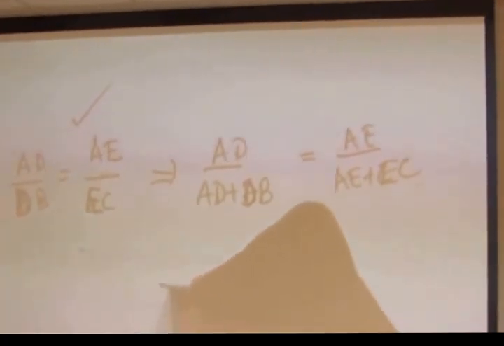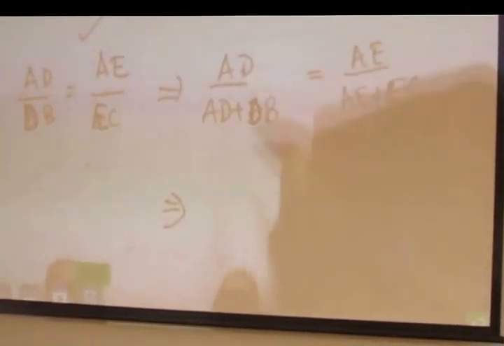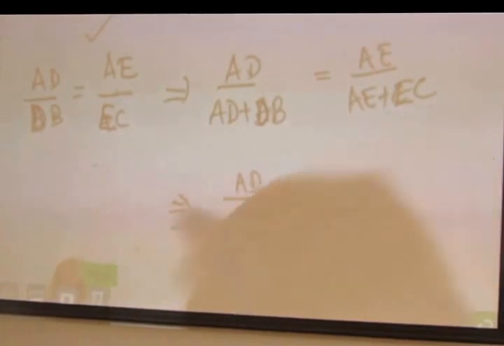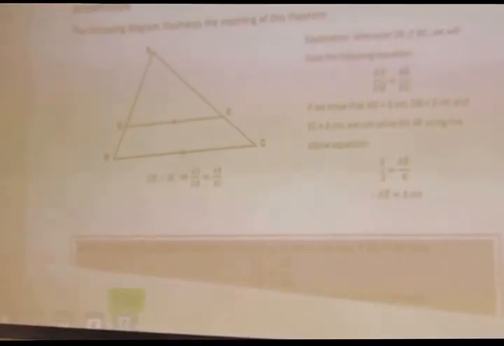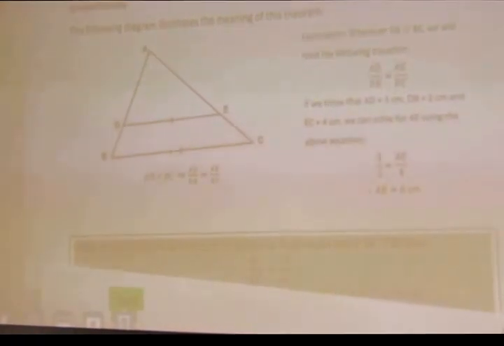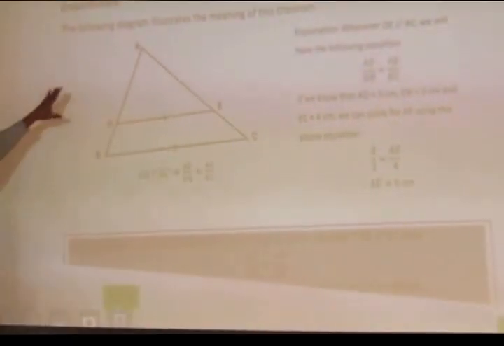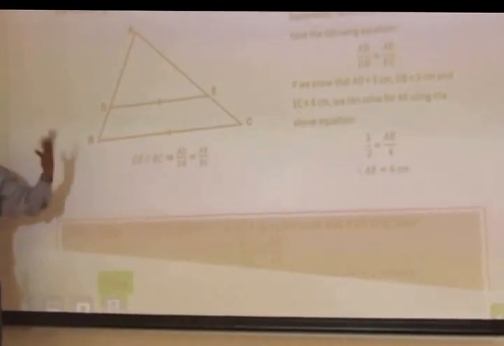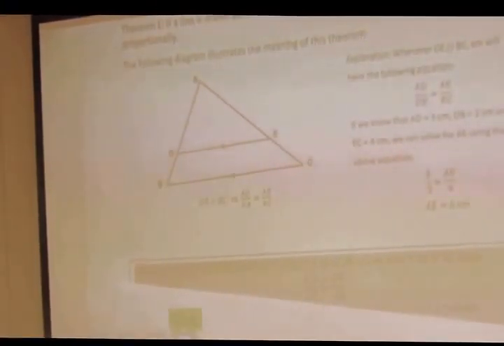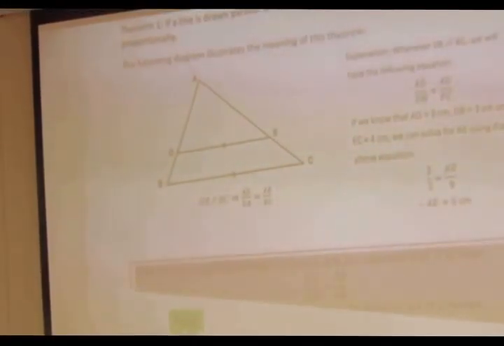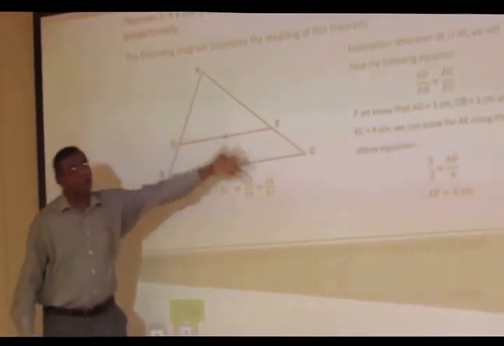And that is the same as AD over AD plus DB. If you look at the diagram, what is AD plus DB? If you take the AD and you add it to DB, what do you get? The whole of AB. And on this side, if you take the AE and add it to the EC, what will you get? AC.